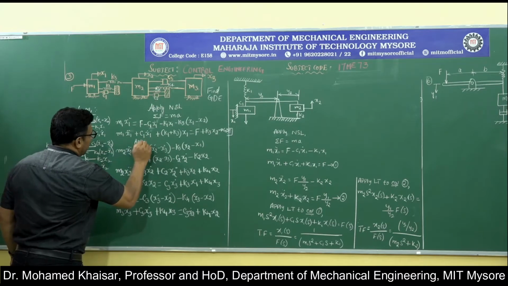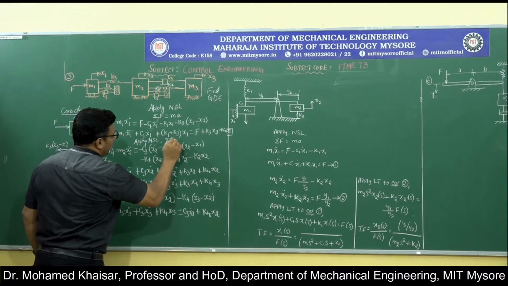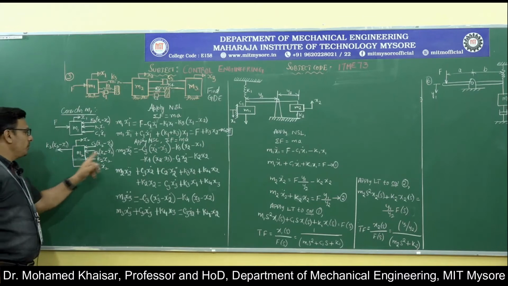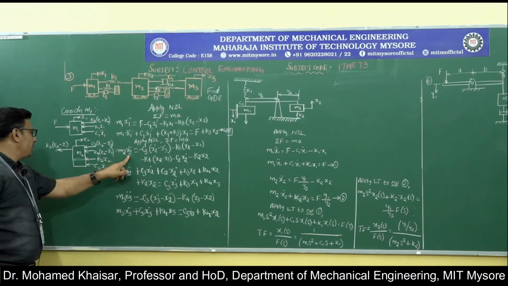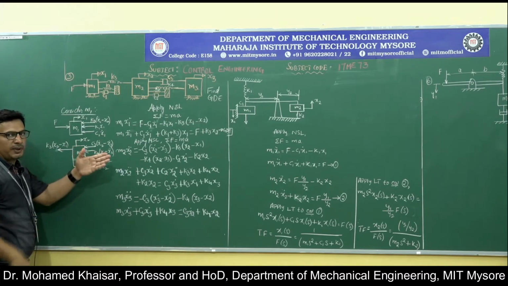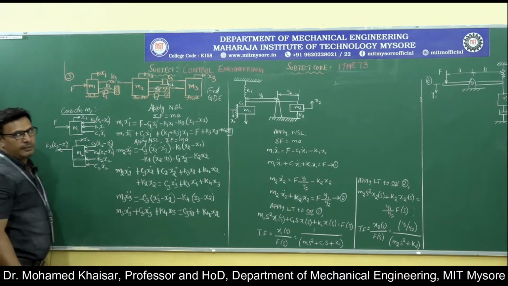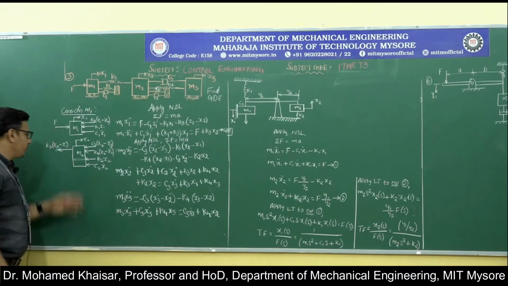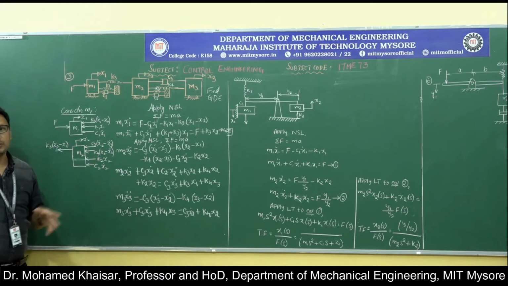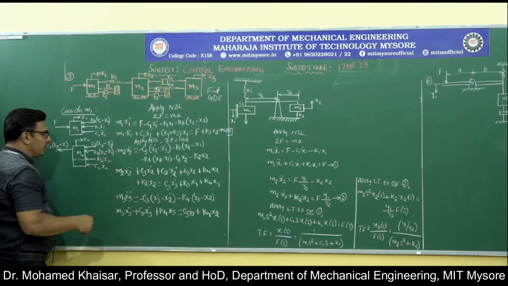Once we have completed the functional block diagram for mass m2, we again apply Newton's second law, that is sigma F equals ma. What is m? It is m2. What is a? It is x2 double dot. That is equal to the sum of all forces: forces in the direction of the displacement must be written with a positive sign, and forces in the direction opposite to the displacement must be written with a negative sign. Since there is no force acting in the direction of the displacement, no component with a positive sign will be written here, only components with a negative sign.